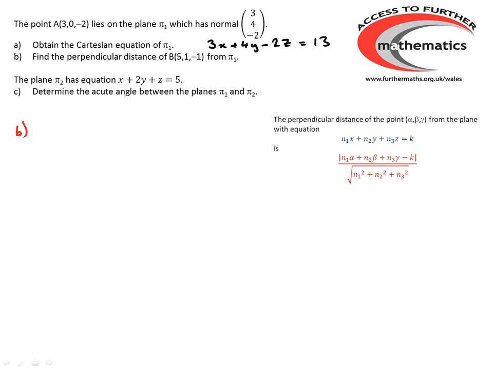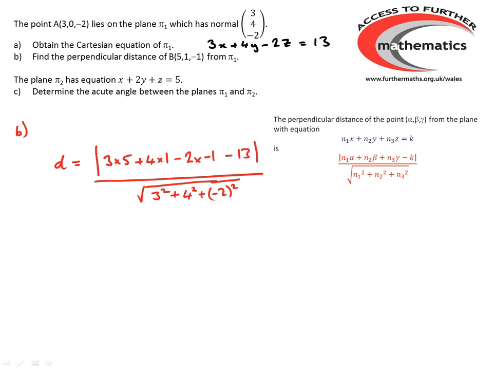So we just need to insert those values into the formula, and we obtain the perpendicular distance is 3 times 5 plus 4 times 1 plus minus 2 times minus 1, take away 13, divided by the square root of 3 squared plus 4 squared plus minus 2 squared, which gives me 8 over root 29, or 8 root 29 over 29.